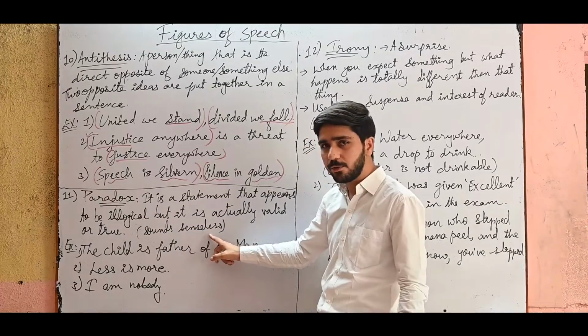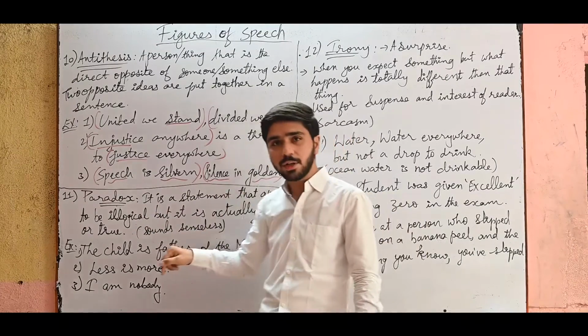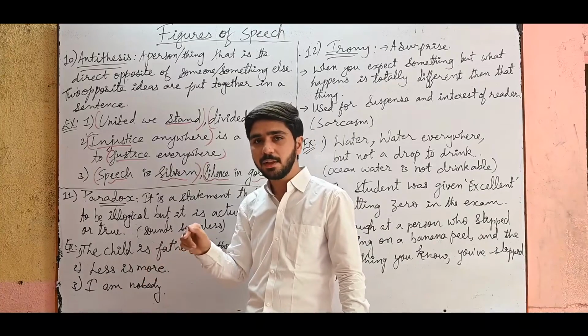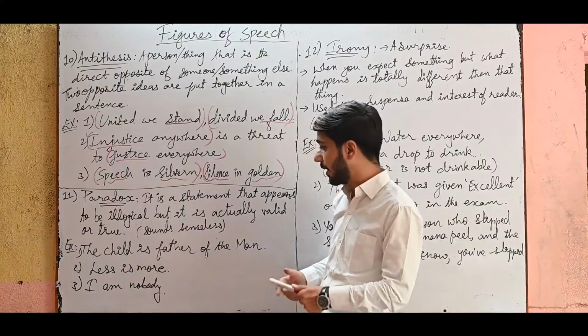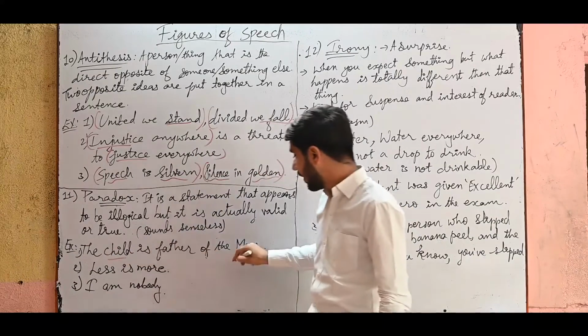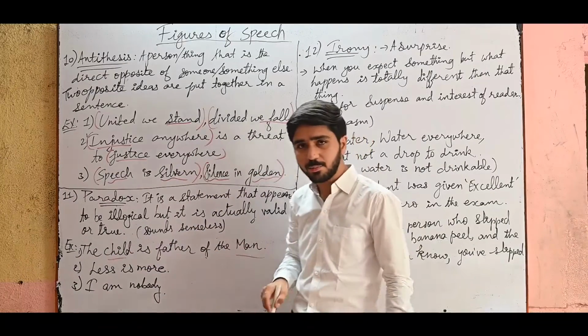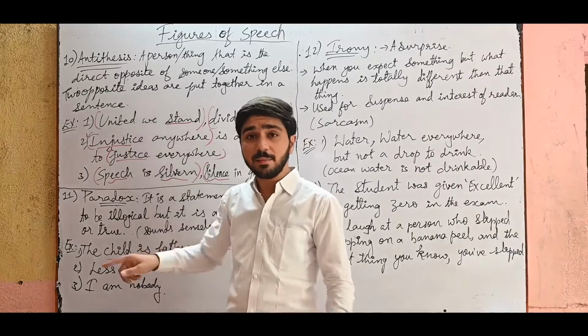As I told you, first of all it will sound senseless, but then you will understand the meaning is something valid. See, the first example: the child is the father of the man. Now, how can a child be the father of a man? Is it possible? No. But what is the meaning of this?